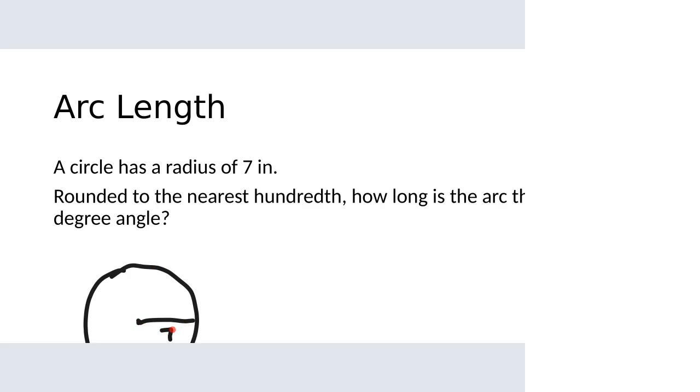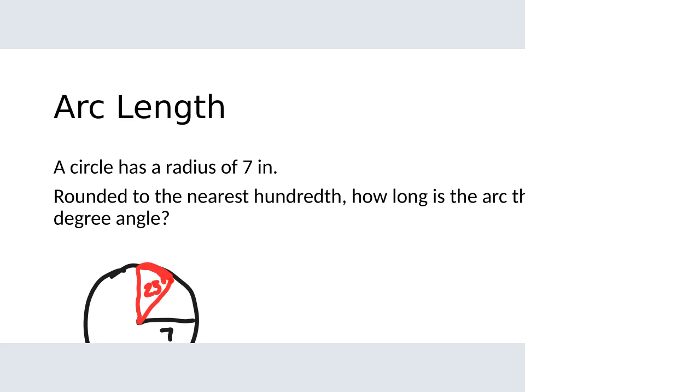Rounded to the nearest hundredth, how long is the arc that's cut by a 25-degree angle? So if I were to put a 25-degree angle on here, you could put it anywhere. It doesn't matter where you put it. I'll just put it from here to there, and there's my 25-degree angle. So what we're being asked about is how long is that piece of the circle right there?